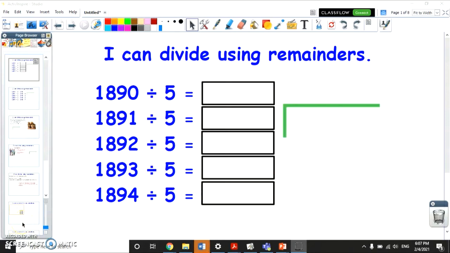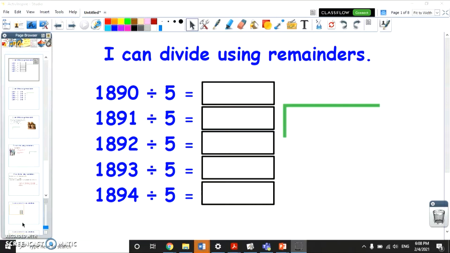Hi Year 5, welcome to your maths lesson for today, all about dividing using remainders. You've been working really hard on your division over the last week or so now, and we're ready to start applying all of our division knowledge into some more problems.